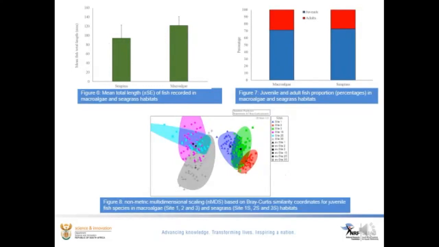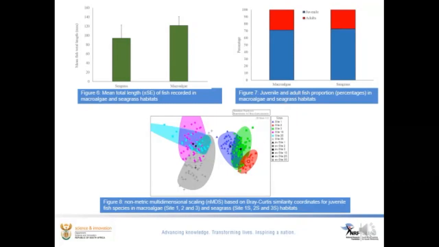In terms of fish size, mean total length was not significantly different between the two habitats, but it was slightly higher in macroalgae compared to seagrass. Both habitats were dominated by juvenile fish, as over 70% of recorded fish from both habitats were juveniles.